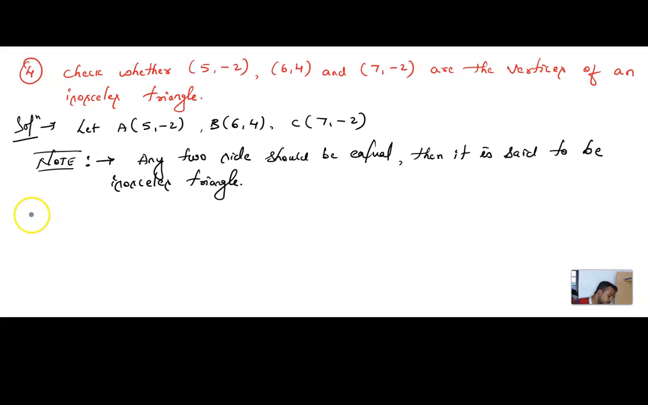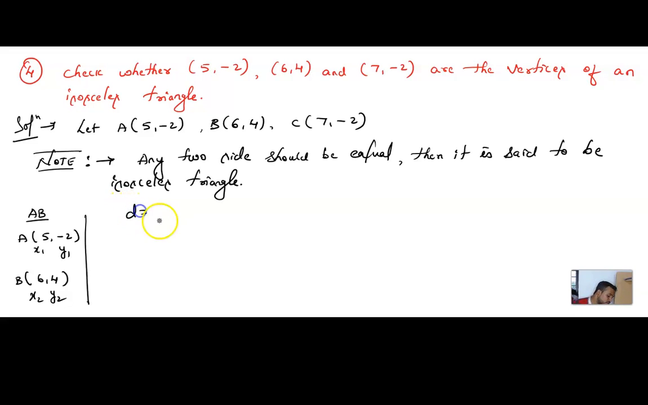So first let me find the distance between AB, that is A and B. What are the coordinates of A? That is (5, -2). And what are the coordinates of B? That is (6, 4). So this is x1, y1, x2, y2. The value of x1 is +5, y1 is -2, x2 is +6, y2 is +4.